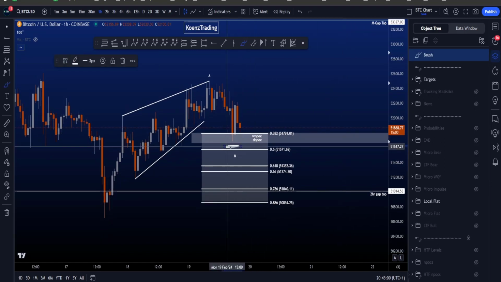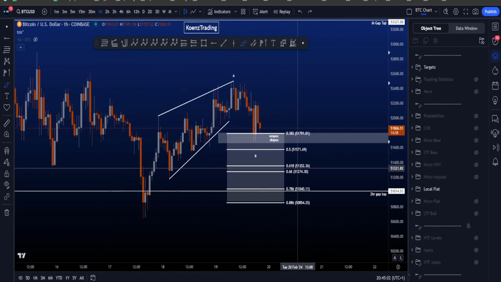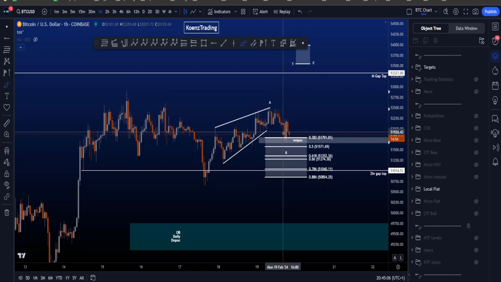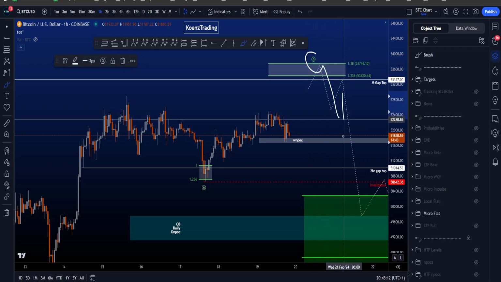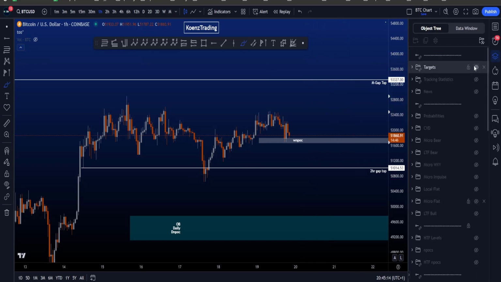Just below this box we also have the range, value area high, and of course the golden pocket, which is always an important level, after which we want to see an impulse to the upside to finish wave C, therefore finish wave B and look for an impulse to the downside.